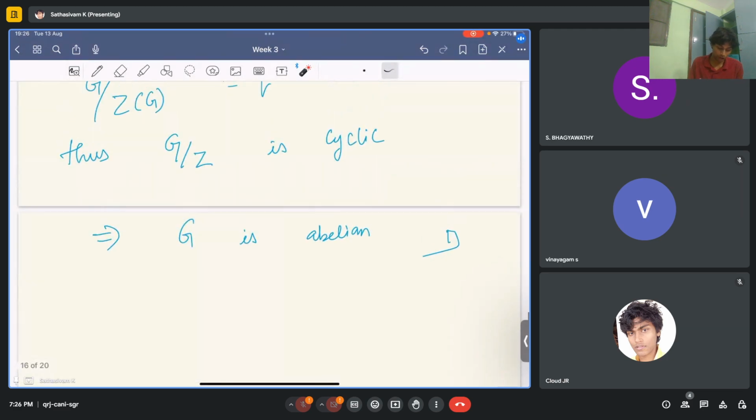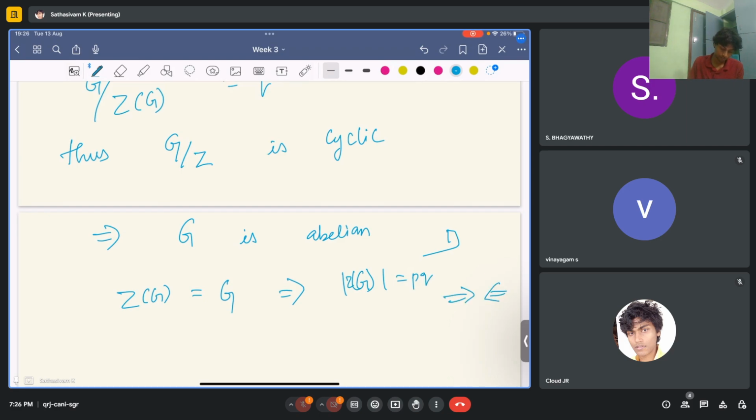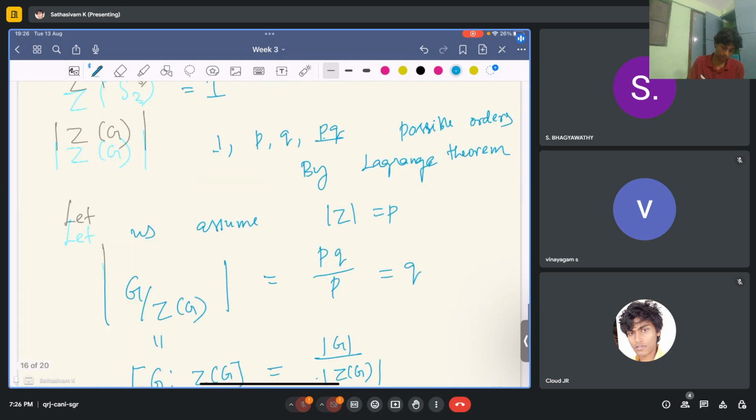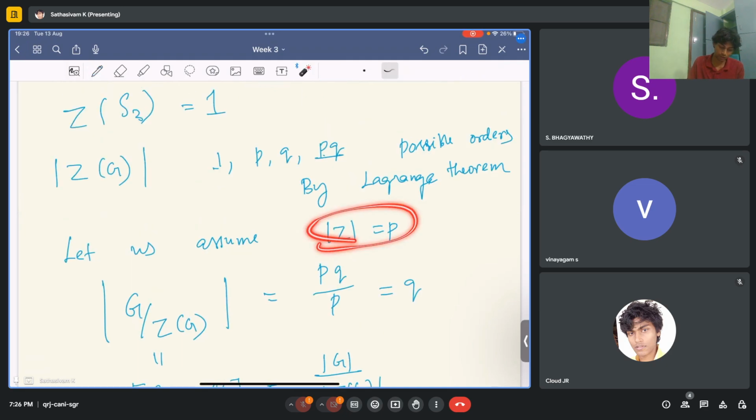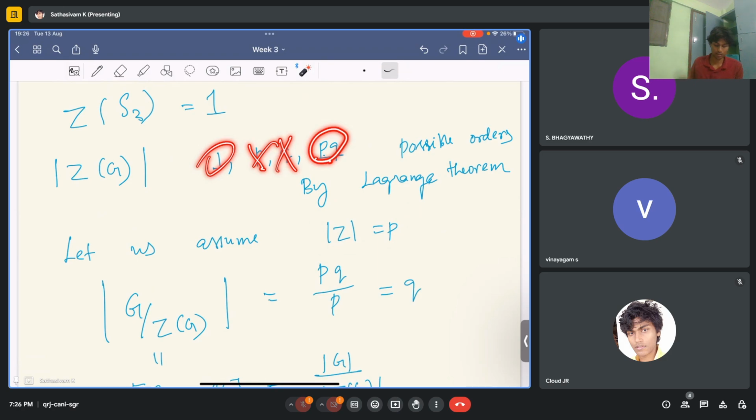By the way, I haven't told you what the contradiction is. If it is abelian, that means the center of G is equal to G, which implies the size of the center of G is actually PQ. This is a contradiction. So this is not possible. The center of G having order P is not possible. Similarly, you can prove Q is also not possible. So the only options are either this or this.